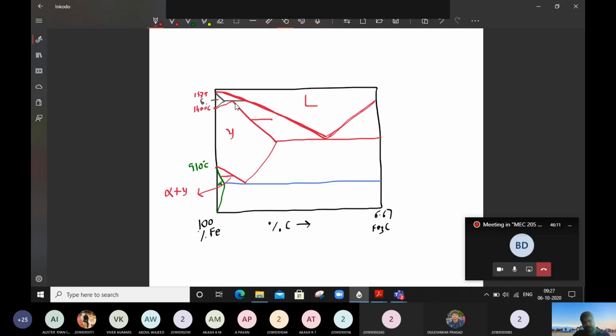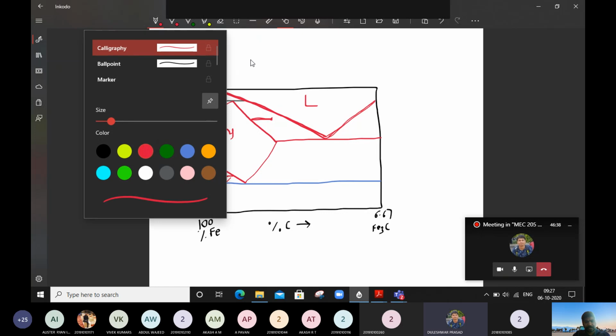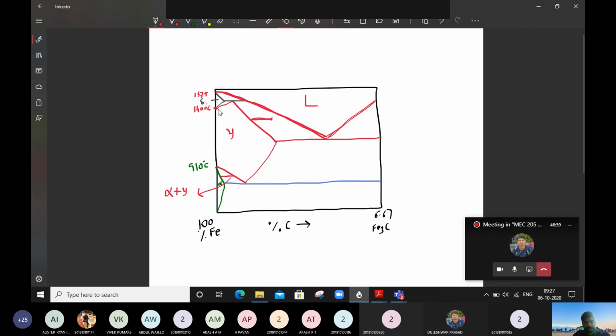Which boundary is this? Solid, sir. No, I am talking about the phase. What are the phases present at this point? You just take this point, draw a line like this. Here, this is the gamma boundary. So here you can see all of these are the gamma boundary. Let me highlight this. All of these are the gamma boundary.